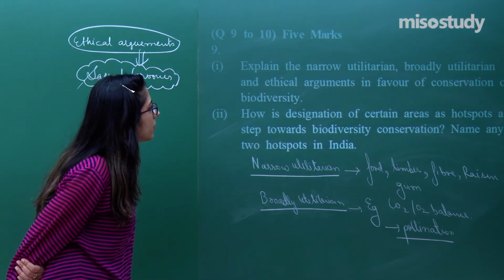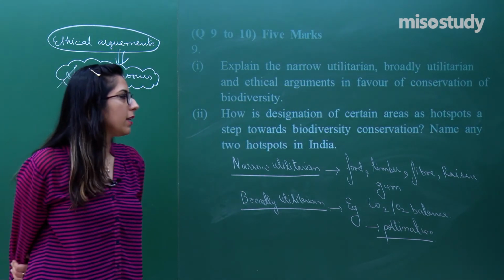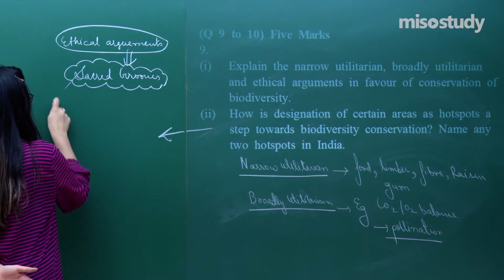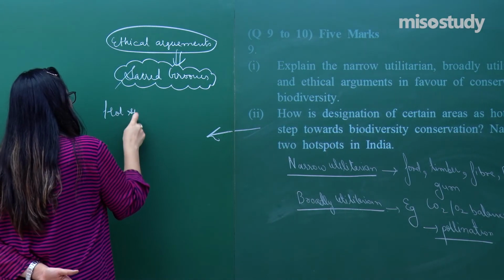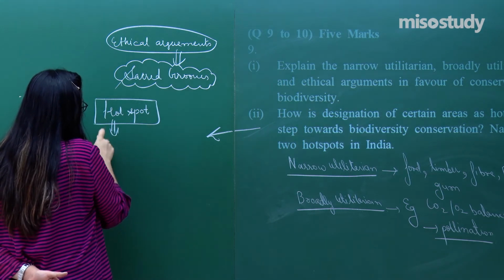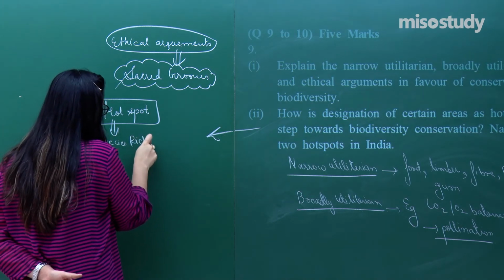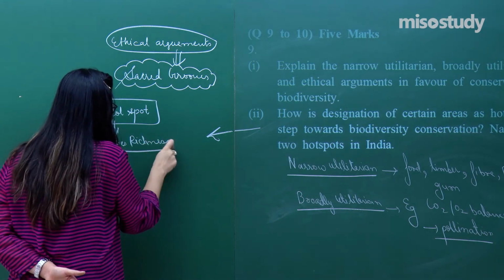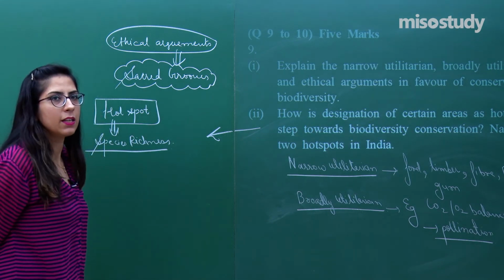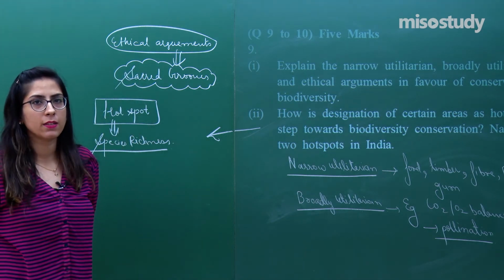How is designation of a certain area as a hotspot a step towards biodiversity conservation? Name any 2 hotspots in India. So what is a hotspot? Hotspots are those areas which have the highest, or you can say which are famous for, species richness. They should be protected because the species richness and biodiversity are very high in those areas.